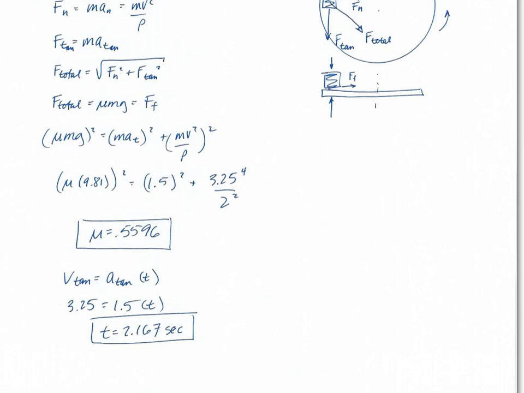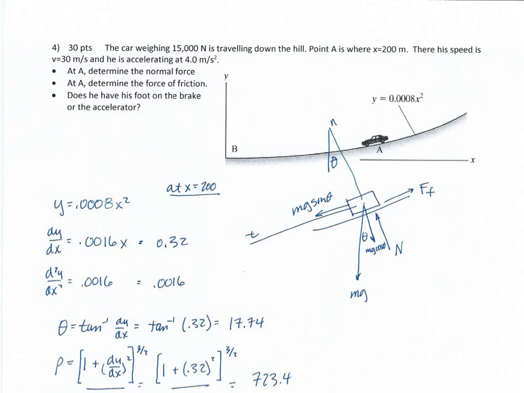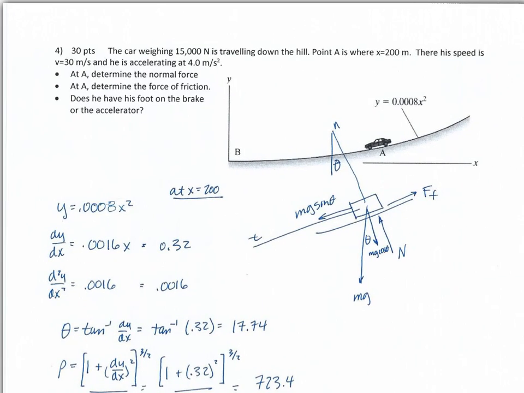Here we get time is equal to 2.167. This next problem is, if you want to call it, a roller coaster kind of problem. Remember, we did whoop-de-doos and roller coasters. In this case, we were looking for the normal force and the force of friction, and then this last question: does he have his foot on the brake or the accelerator? Well, we'll get to that in just a second.